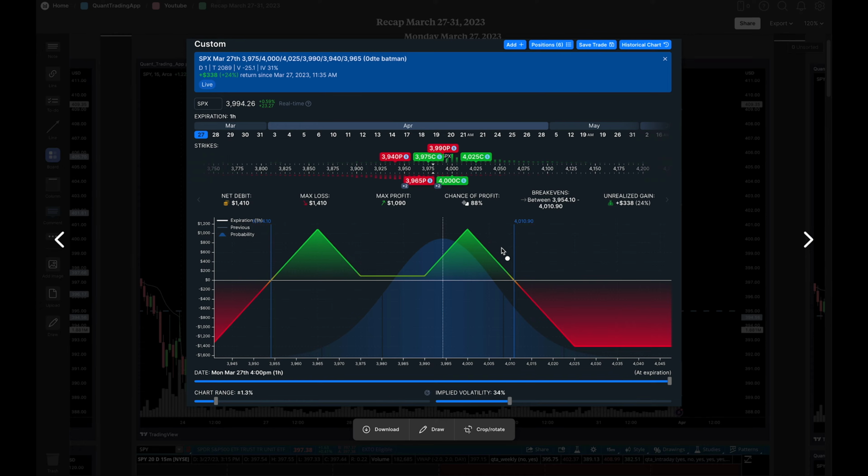Let's scroll here, and this is the position in which I ran it. It's what I call a twin fly. It's just a long put butterfly and a long call butterfly, combining both of them. And as long as the SPX stays within this region, I'm pretty much profitable. You see my break even is 4010, and then on the lower end, the break even is about 3950, all the way up to, we'll say, 4010. Now, where do I get those levels from?